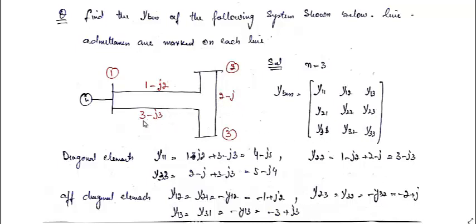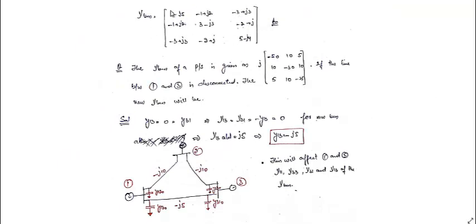Similarly, Y31 and Y13 is given as minus of this, that is minus 3 plus j3, that's it. And when we put it in the Y bus, it gives us this type of Y bus.